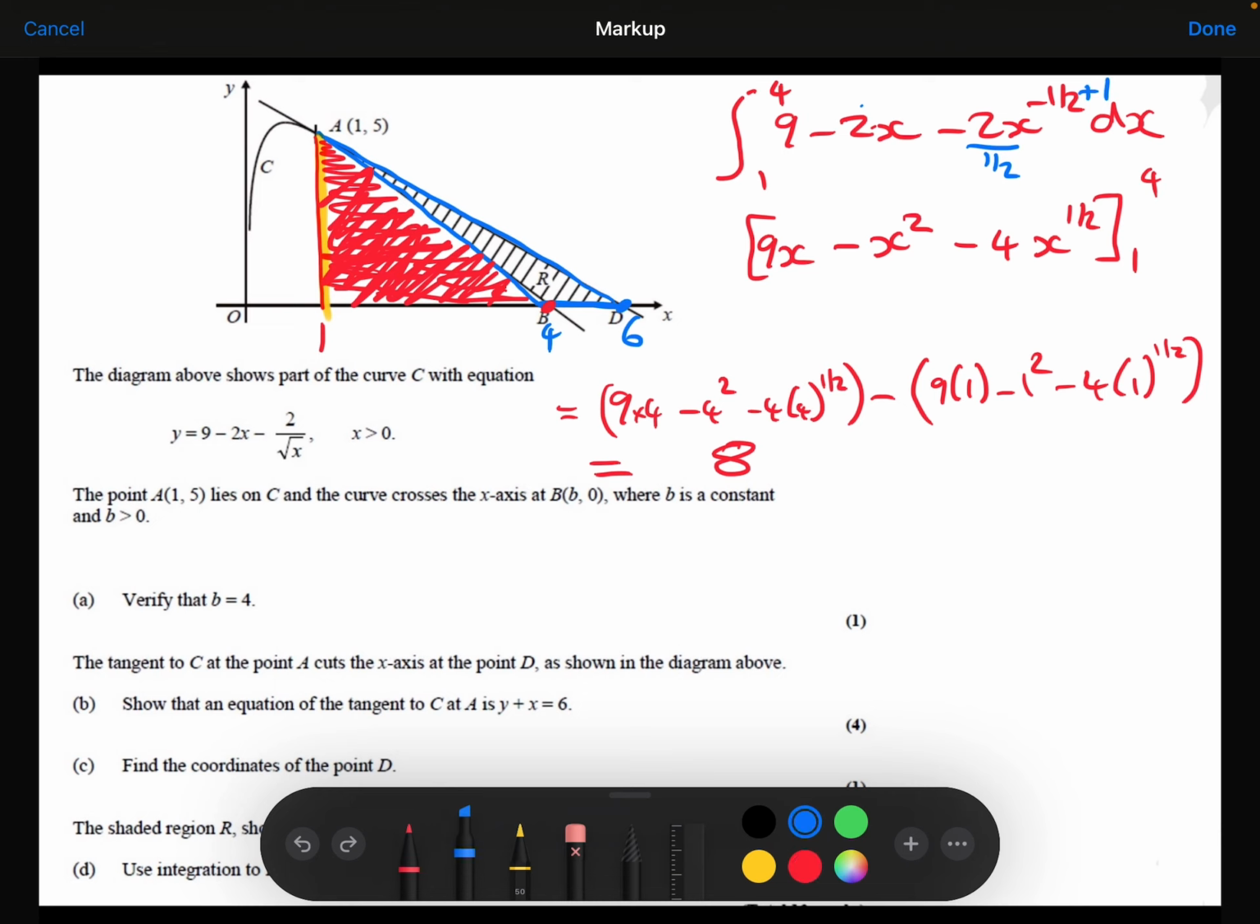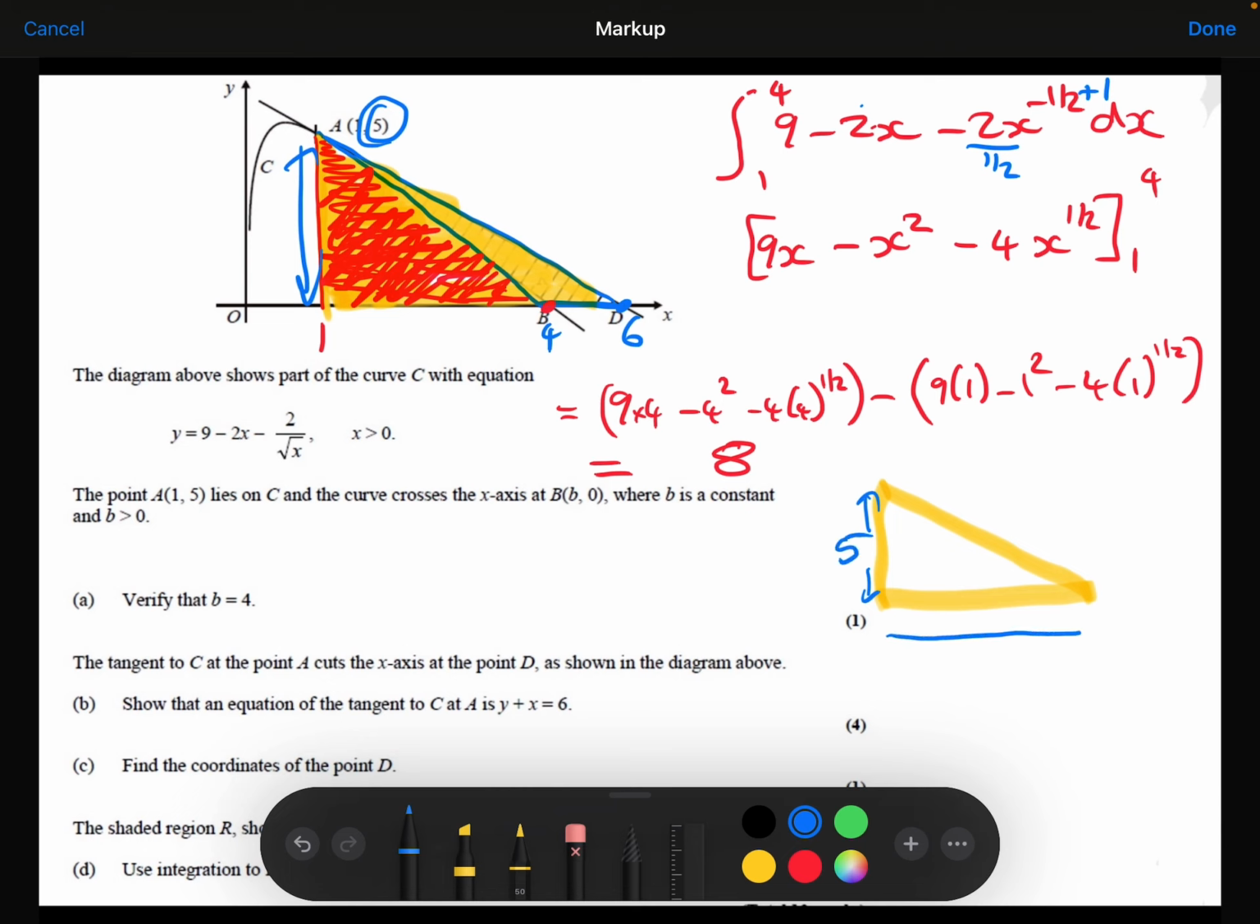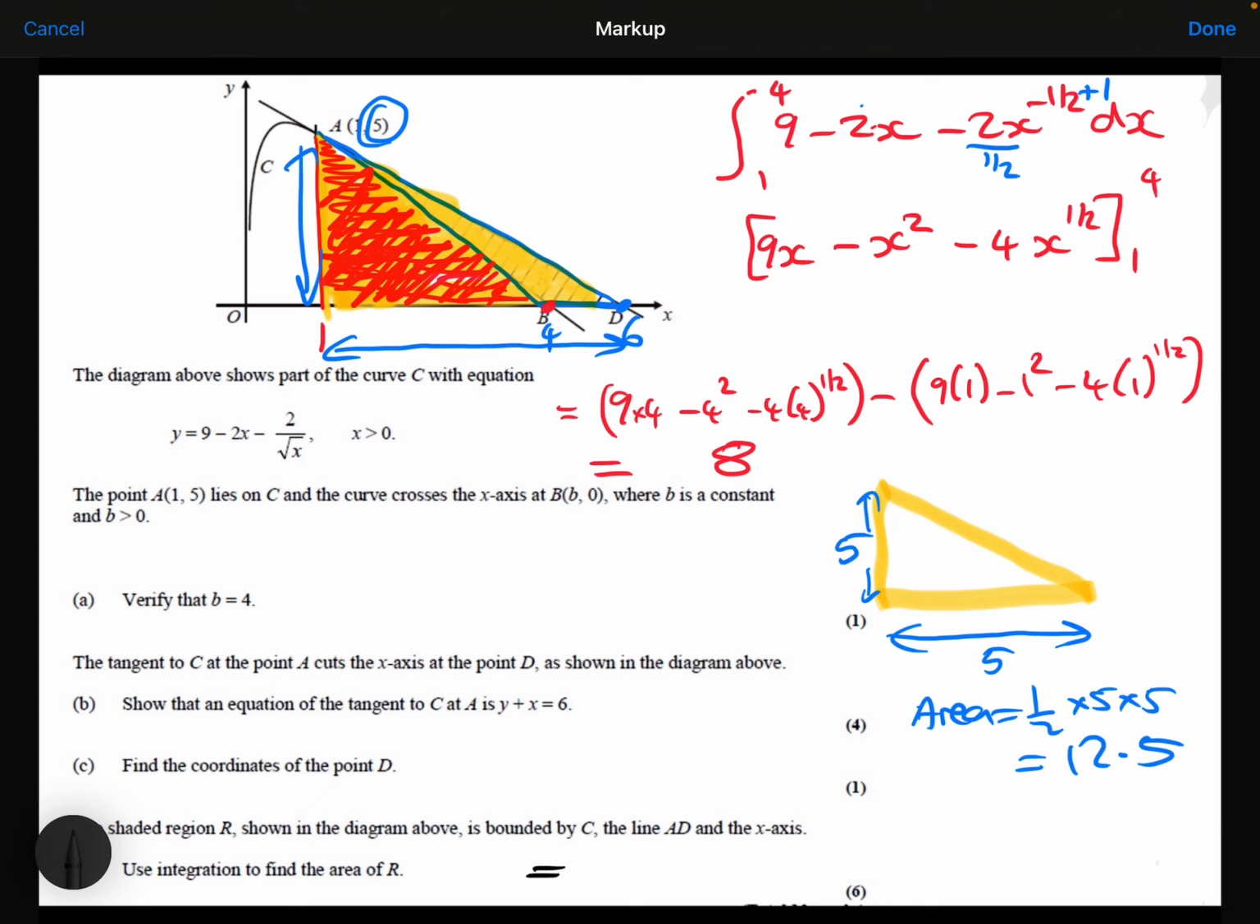I now want to do the big triangle. So that is all of this here. Now the height of the triangle is, well, that's just the y coordinate of point A, which is 5. The base of the triangle is all the way from 1 up to 6, which is 5. So therefore the area of this triangle is half base times height, which is 12.5. Therefore the shaded region R is going to be the triangle 12.5 minus the area underneath the curve, which was 8, which is 4.5.